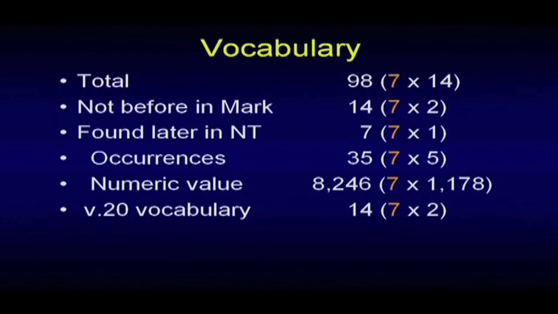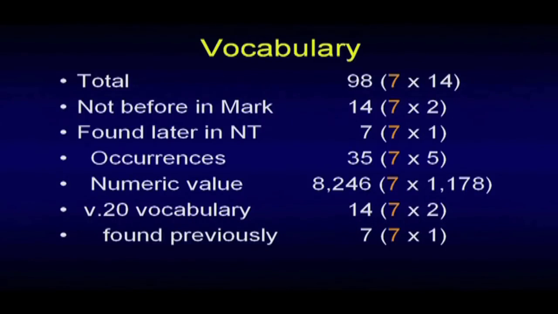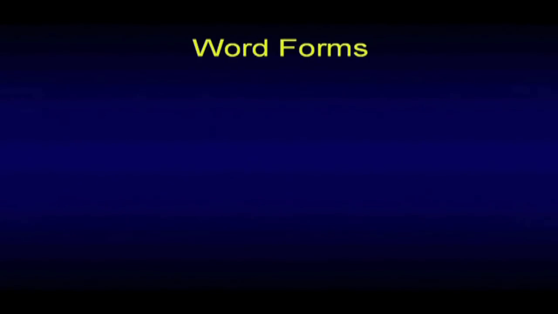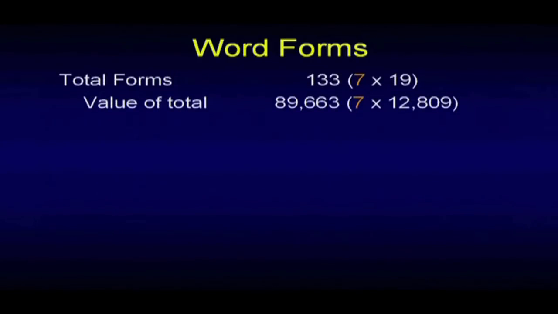The vocabulary in verse 20 is a multiple of 7 exactly. The words found, the vocabulary found previously is a multiple of 7 exactly. Found only here, multiple of 7. Word forms. Total forms, 133. The value of the total of those are a multiple of 7 exactly. Those that occur once is a multiple of 7 exactly.